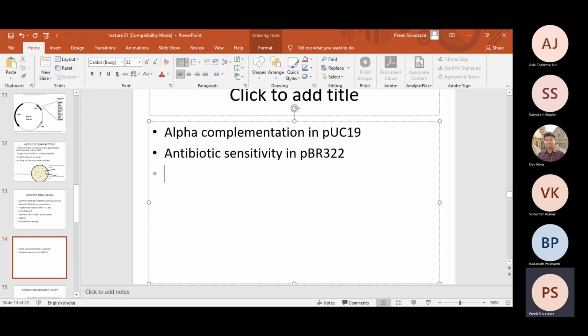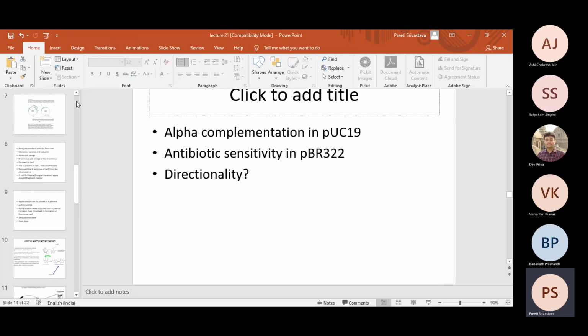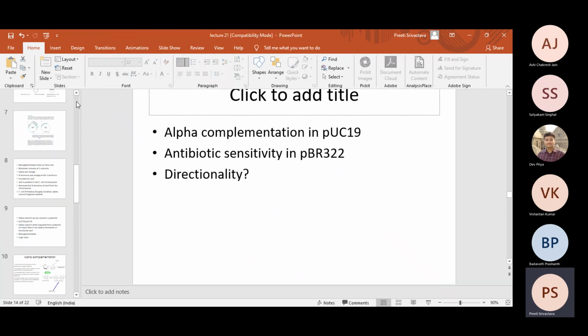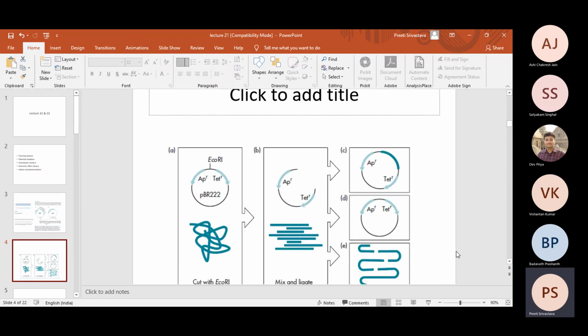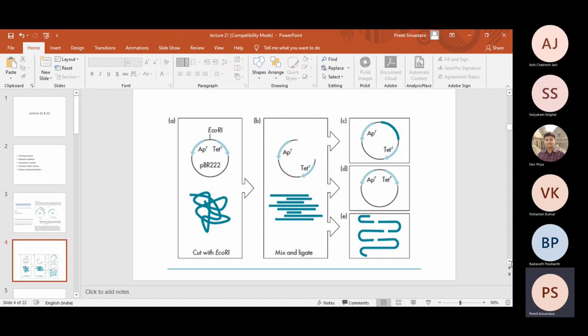Okay, now the problem is directionality. When we are trying to clone, let me go back to this figure one more time. So the directionality of the insert is not maintained when we are using a single enzyme. So let's say this is digested with EcoRI, cut with EcoRI. Genomic DNA is also cut with EcoRI.